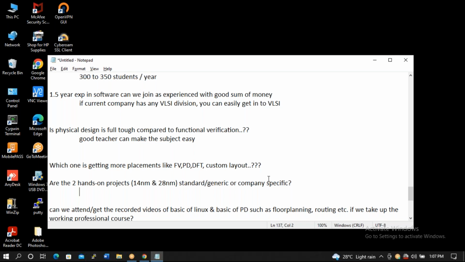You will also get similar concepts because trainers are already working on these big projects. What they do is they share their experience, what they learned. Let's say currently he is working on a 5 nanometer or 7 nanometer project, and they share what kind of challenges he has faced.